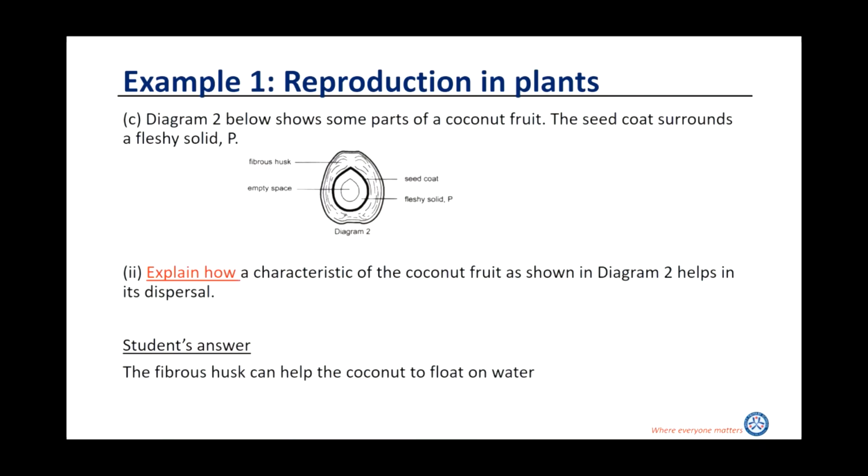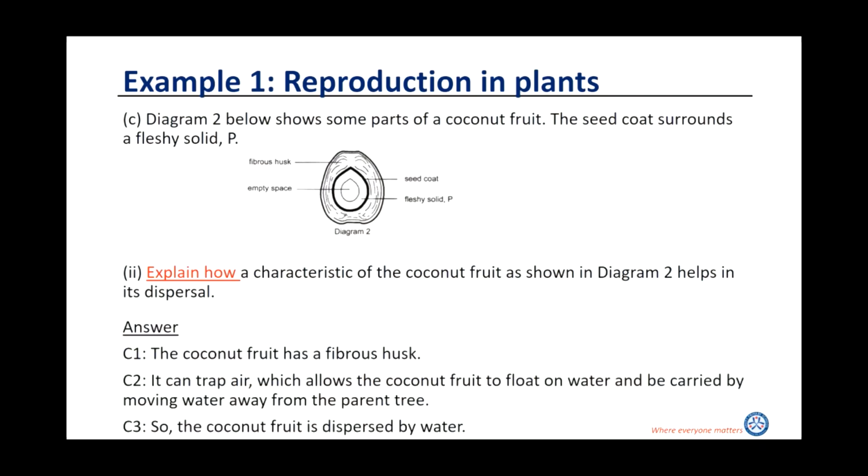Another response we have here is, the fibrous husk can help the coconut to float on water. The concept of the fibrous husk is written. The connection to the question is incomplete because how does the fibrous husk then help the coconut to float on water? The conclusion of floating on water is written. Thus, C1 and C3 is shown, but C2 is incomplete.